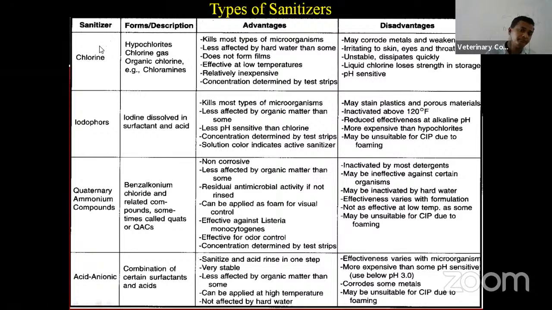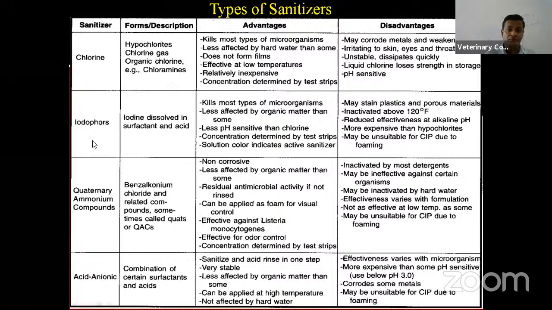So that's why chlorine, even though it has many limitations, owing to its ease, economical applications, and variety of formulations available in the market, all of them make chlorine an ideal and top choice for the sanitization of the food industry.